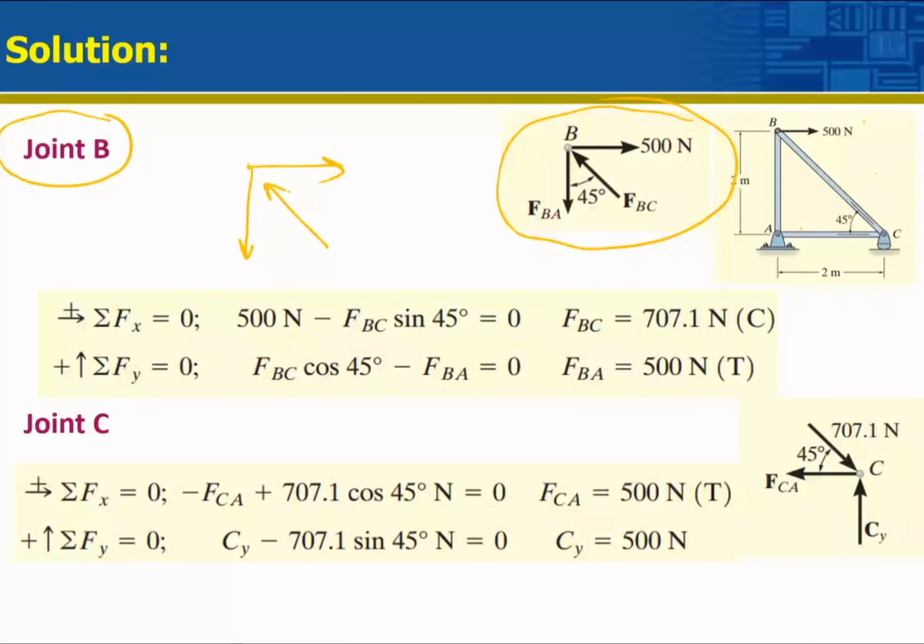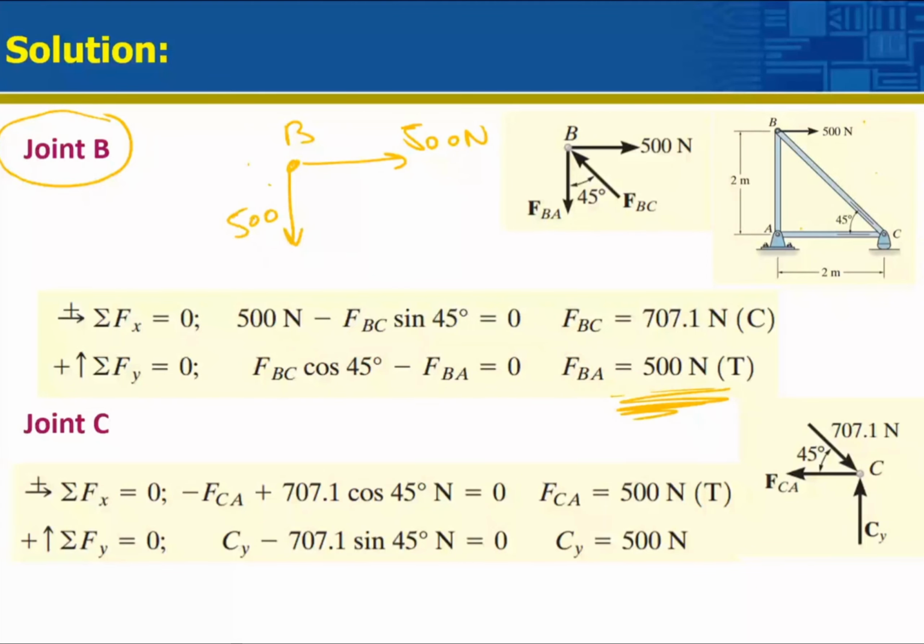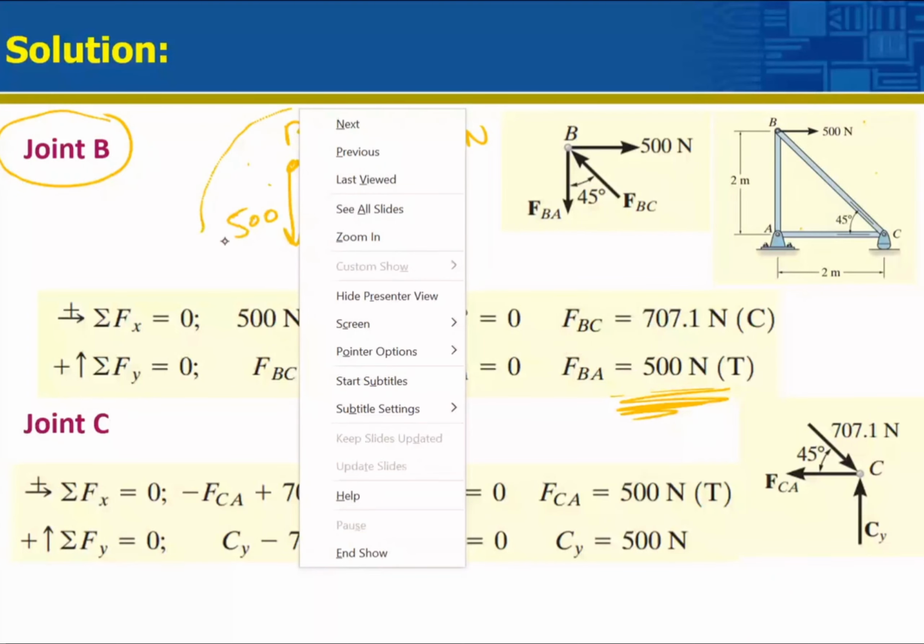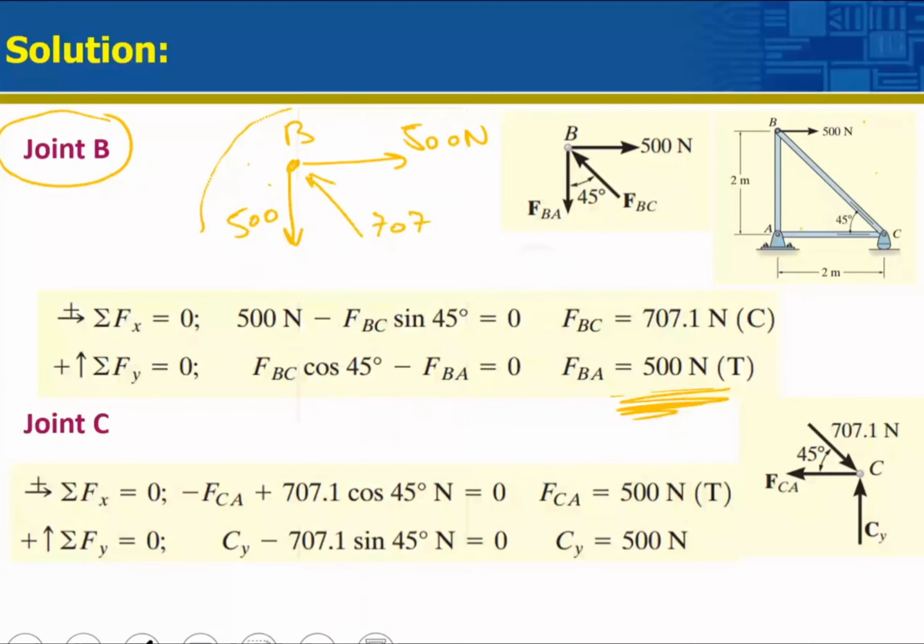So, sorry. Why did I do that? That's my B. So this is my 500 Newton. This is my 500 Newton here also. I'm taking it from there. And I've got another force acting here, which is approximately 707. Okay. So this is what we calculated. Okay. So let me, oh, I can't copy it. Sorry. No, cannot copy this one.